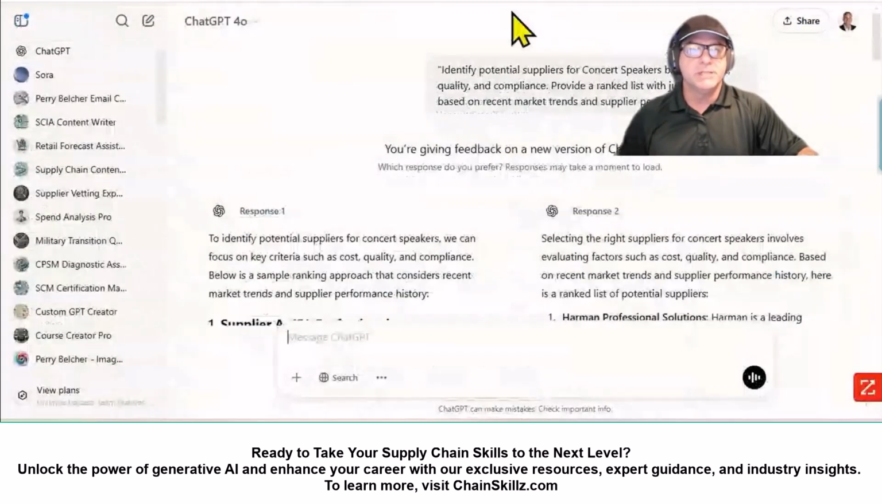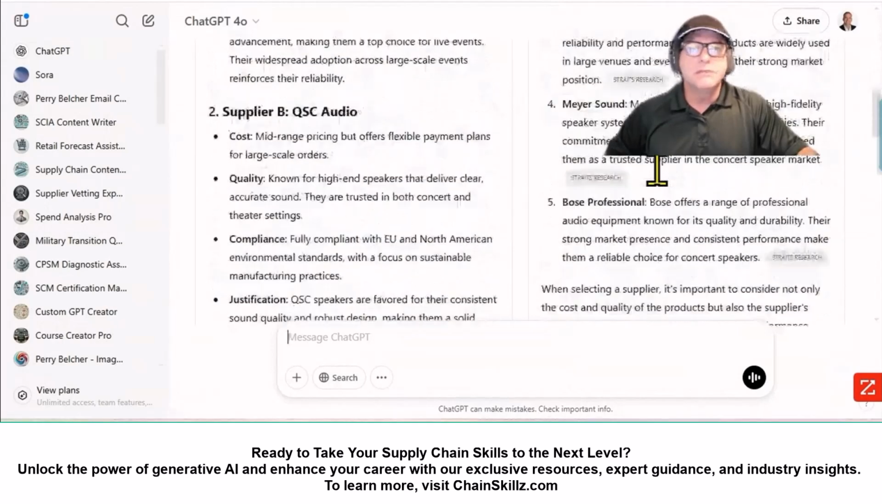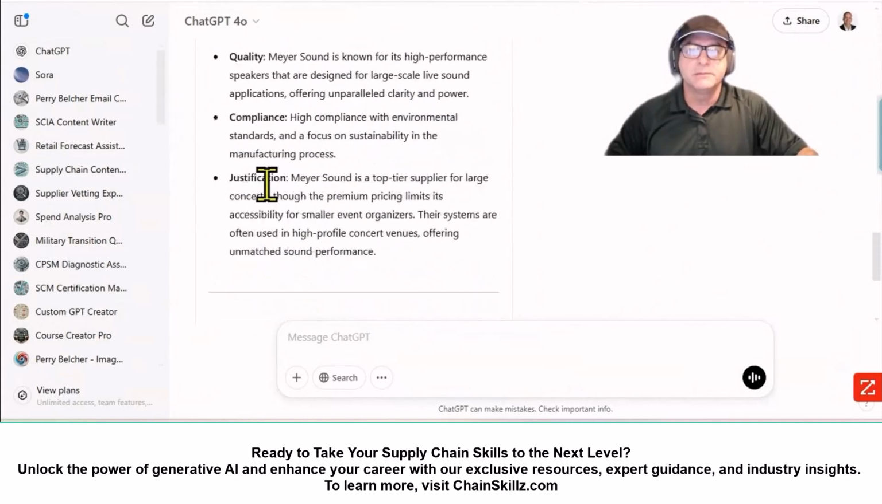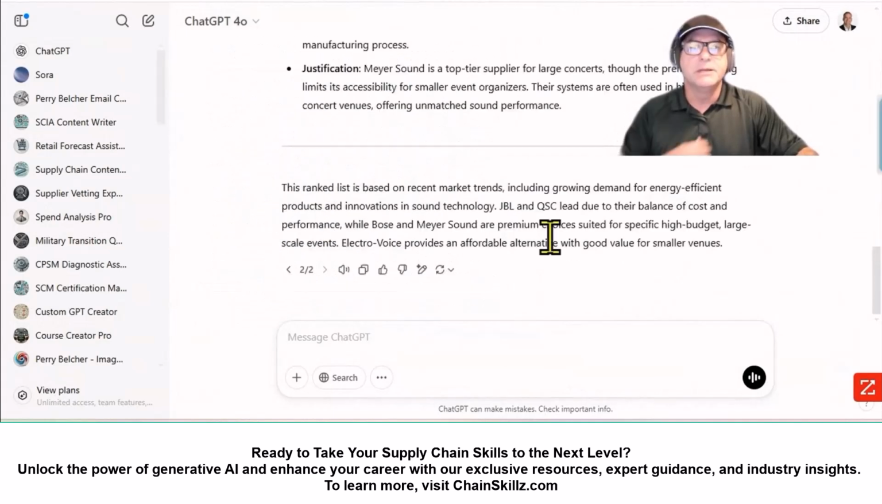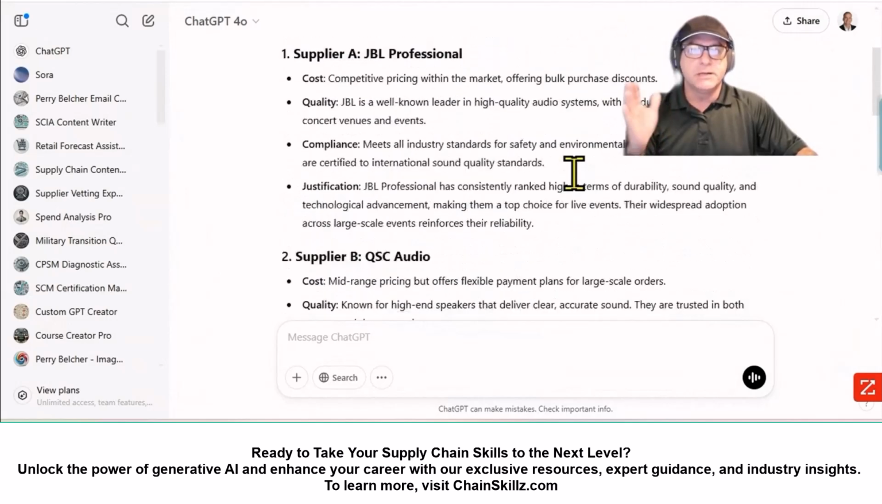Let's see what ChatGPT came up with. They came up with the different ones, JPL, and I'm just looking at different answers. I'm thinking I like this one better because it gives me more details. So I'll put that one in there. Again, what we're doing here is identifying sources for a particular item.